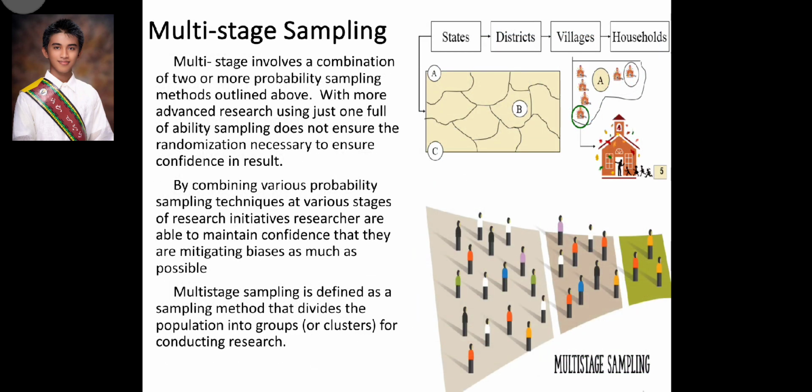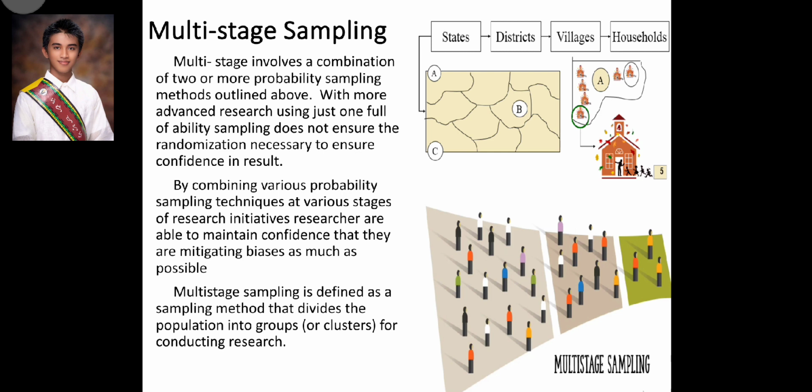Multi-stage sampling involves a combination of two or more probability sampling methods outlined above. With more advanced research, using just one fold of probability sampling does not ensure the randomization necessary to ensure confidence in result. By combining various probability sampling techniques at various stages of research initiatives, researchers are able to maintain confidence that they are mitigating biases as much as possible.